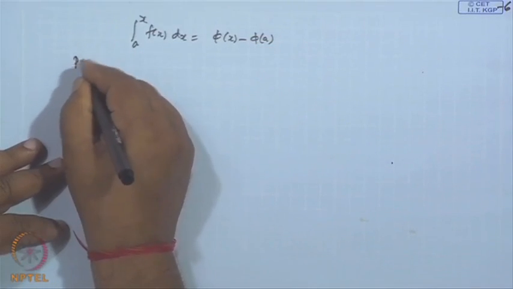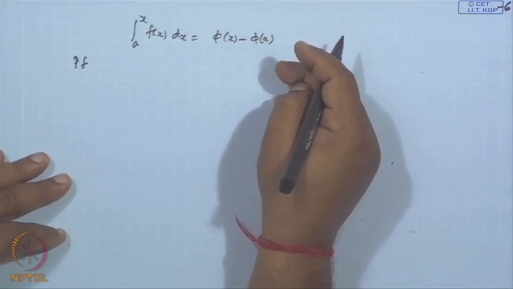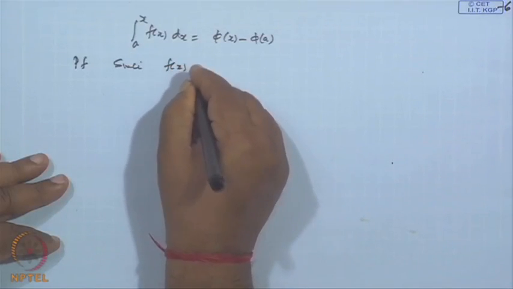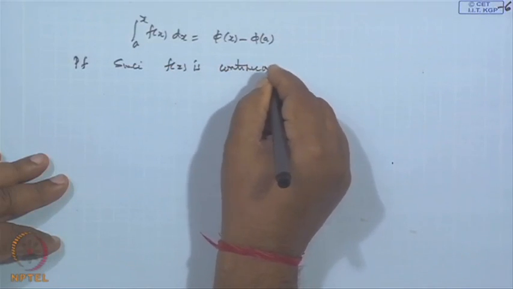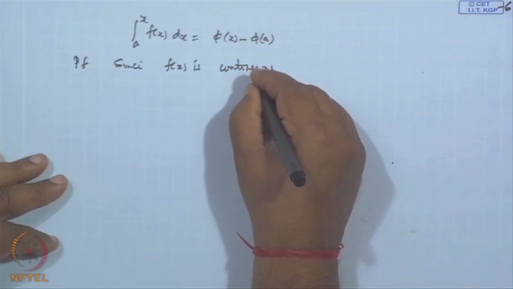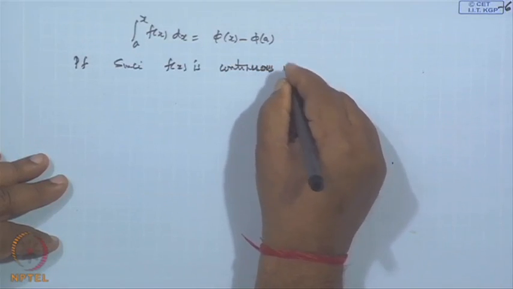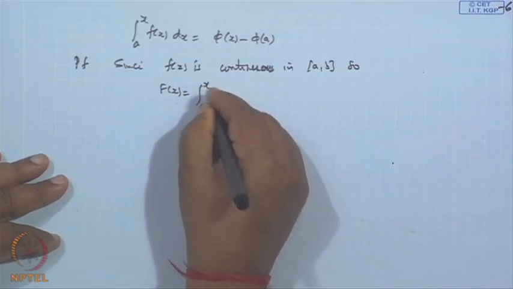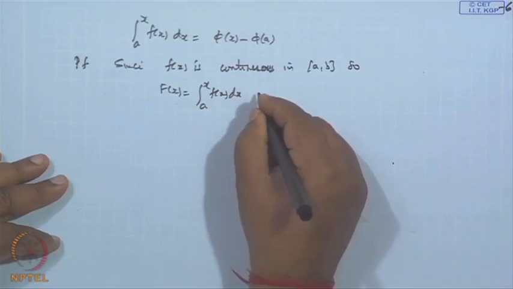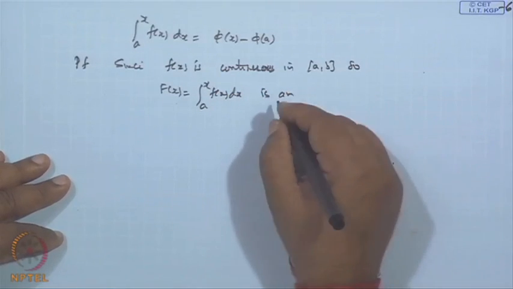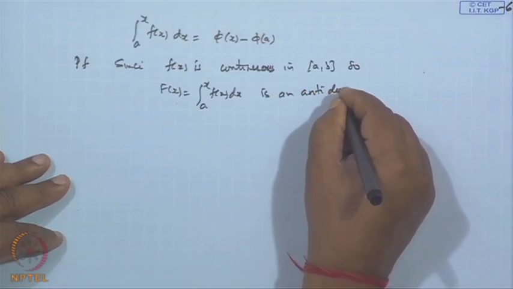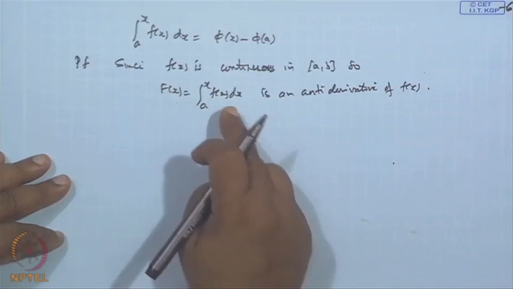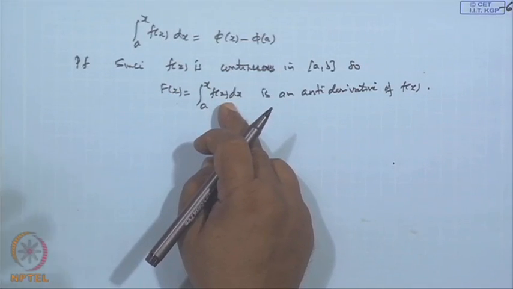Now, let us see the proof of it. Since given that f(x) is continuous in the interval [a, b], the function capital F(x), which is the integral from a to x of f(x) dx, is an antiderivative of f(x). This we have already proved. The derivative F prime(x) coincides with f(x), so it is an antiderivative of this.